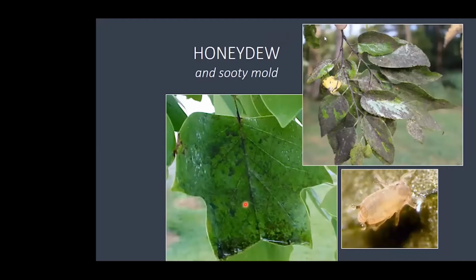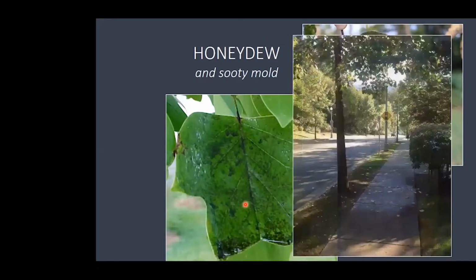What it does to the tree is it won't be able to take in as much sunlight with that black substance on its leaves. And so a lot of times when you're walking down the street, maybe on a sidewalk, you'll see it hasn't rained for a while, and you'll look on this sidewalk and it's wet under there. And that's because there's an aphid feeding on this tree, and that sap, or honeydew, is actually falling down. Just more knowledge for you guys to take home next time you're walking down the sidewalk.